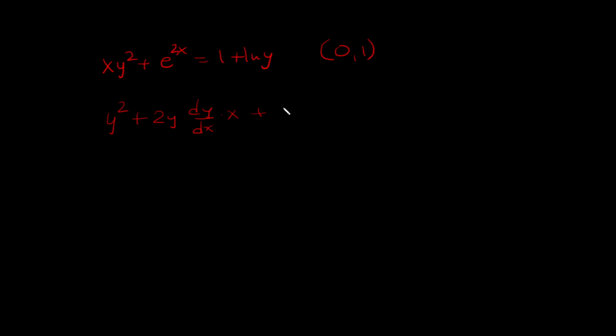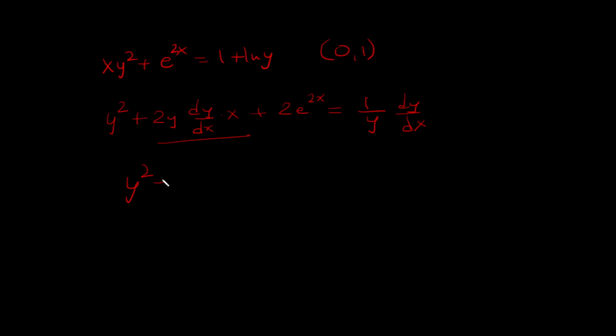The derivative of e to the 2x is 2e to the 2x. The derivative of 1 is 0, and the derivative of ln of y is just 1 over y times dy over dx. Our goal is to solve for dy over dx, so let's move that all to one side. Just to make things easy, it's better to move the 2y dy over dx times x over.